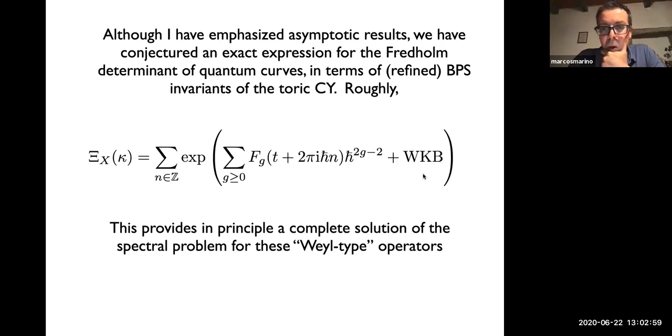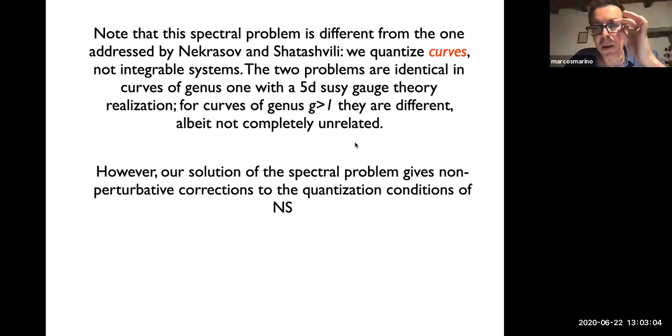Okay, so let me mention a couple of comments. The first one is that what we are doing here is slightly different from what Nekrasov and Shatashvili did, because they were mostly interested in obtaining the solutions to integrable systems based on this curve. So they actually calculated the quantization conditions for the spectrum of an integrable system. But here we are really quantizing curves directly. So what we are finding is the spectrum of the curve. If you want, we are finding the spectrum of the Baxter equation, of the Baxter curve of the integrable system, which is different from the spectrum of the integrable system itself.